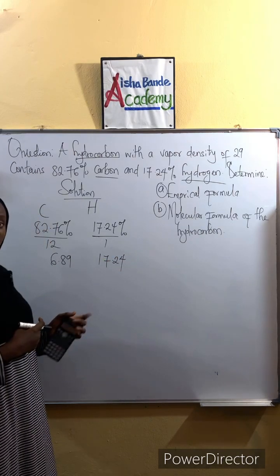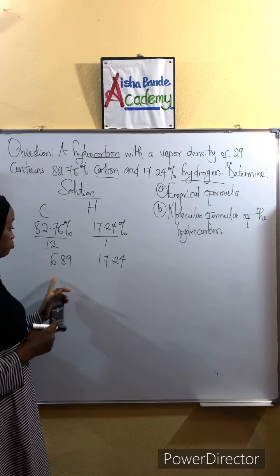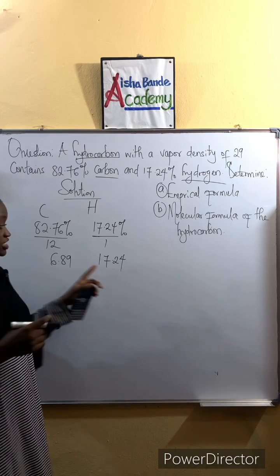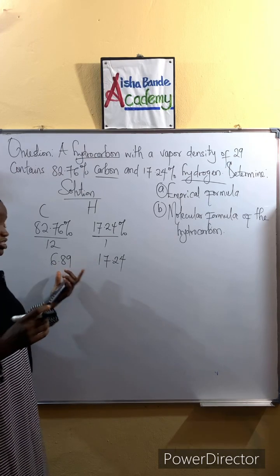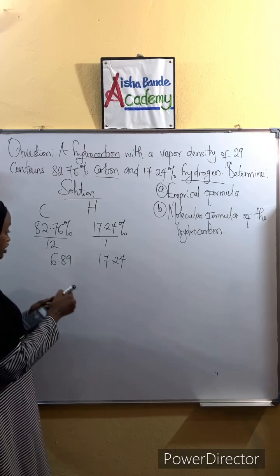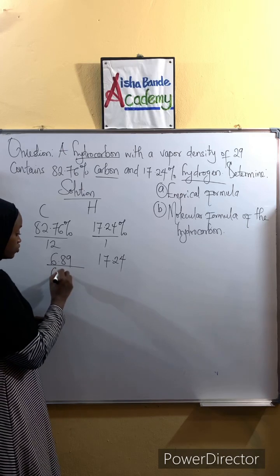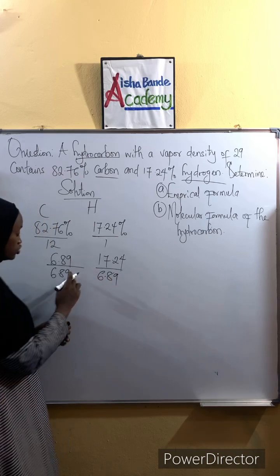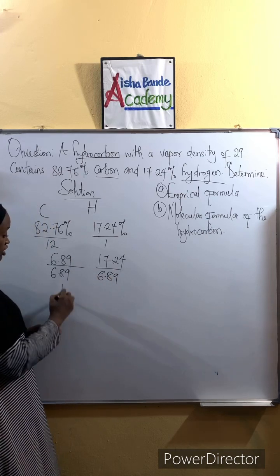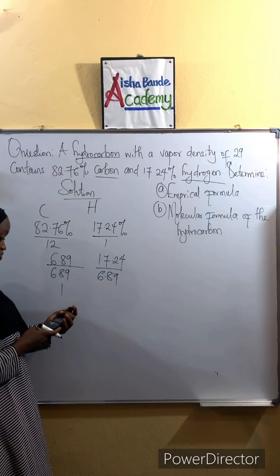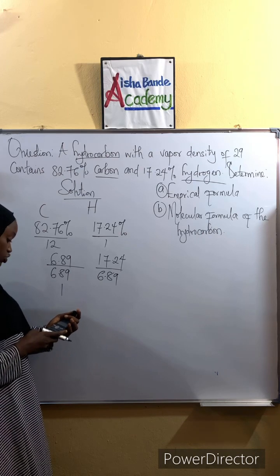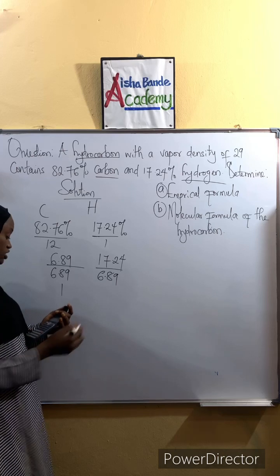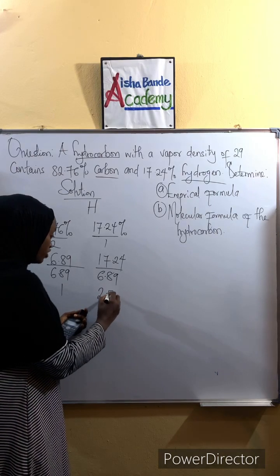Next step we take from here is to divide both values we have by the smallest number. Between 6.89 and 17.24, the smallest value here is 6.89. So we divide here by 6.89 and here also by 6.89. So 6.89 divided by 6.89 gives us 1. And then here we have 17.24, we divide by the value 6.89. We're going to have approximately 2.5.